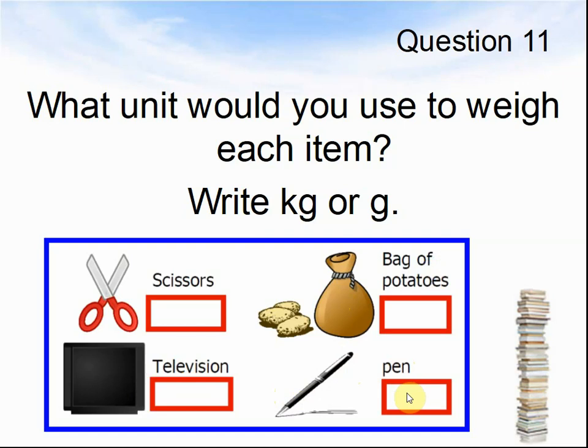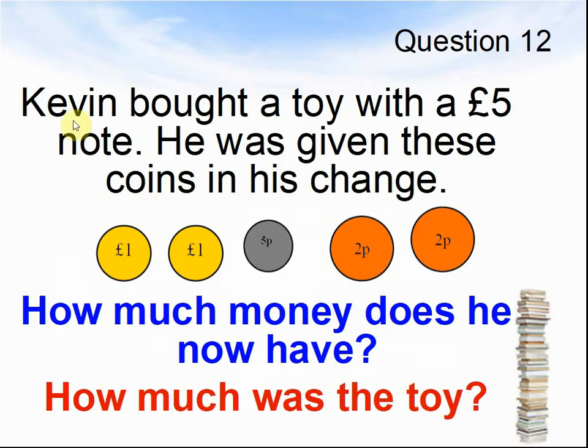Here comes question 12. Kevin bought a toy with a £5 note. He was given these coins in his change: £1, £1, 5 pence, 2 pence and 2 pence. How much money does he now have? How much was the toy? Pause the video until you are ready to do the next question. Here comes the next question.